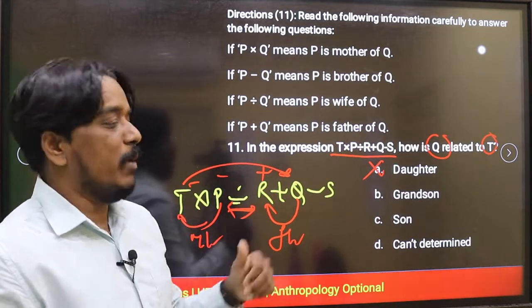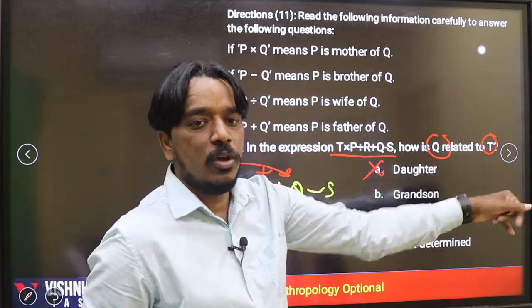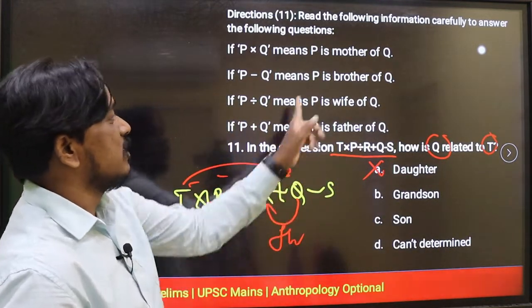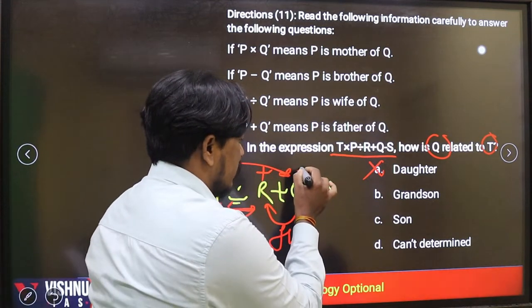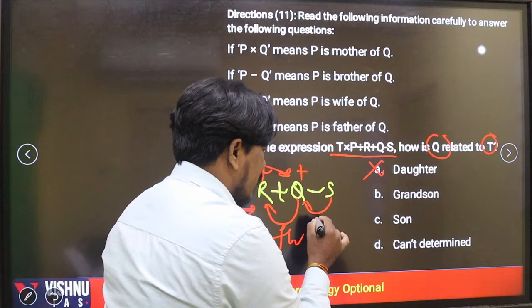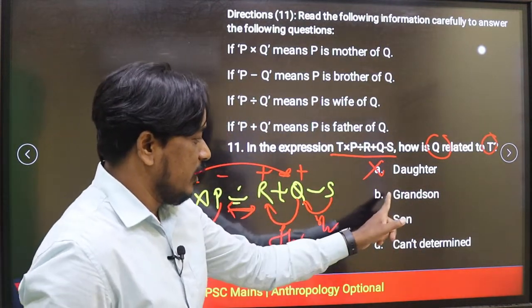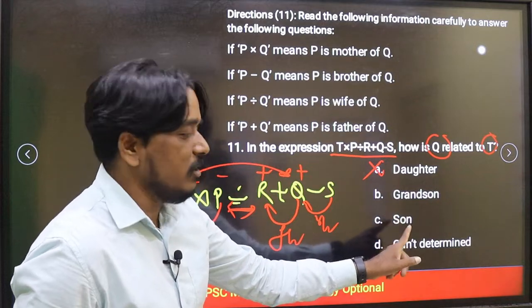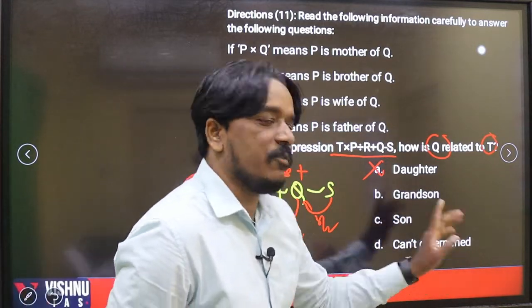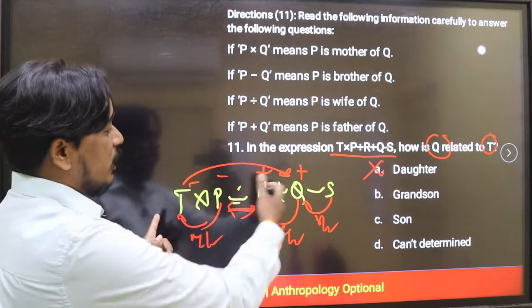Up to this is enough. But if you know the gender of Q, you can find out very easily, because they are asking about Q. Now, the final point is a minus. Minus means a brother. So this person is obviously a brother. Brother means male. Based on that point only we eliminated this. Daughter is not possible. And definitely cannot be determined is not the answer, because we know the gender of both persons and can find the answer.